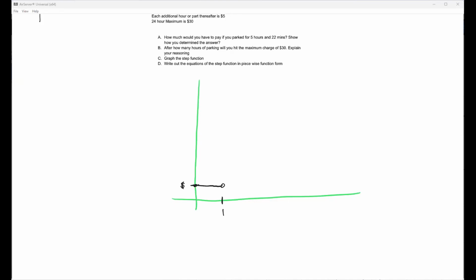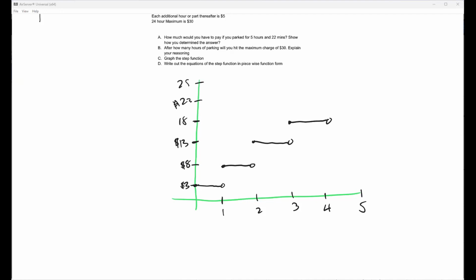Right when it hits the 1 hour mark, you're going to get charged another $5, so this is going to be 8. And then 3 would be what? At 13, right? And then at 4, what? 18, good job. 5 would be what? This is 18, 23, 28, right?